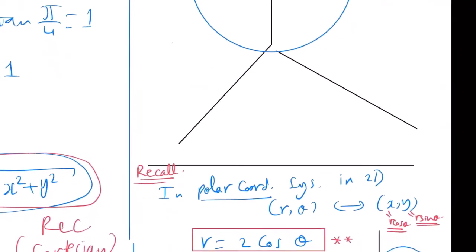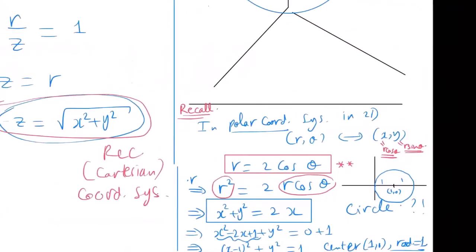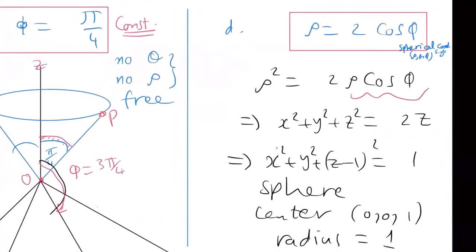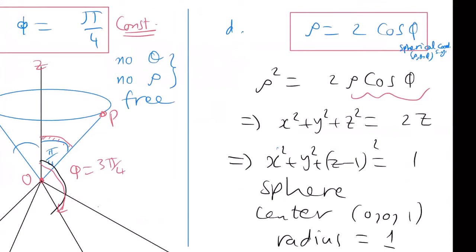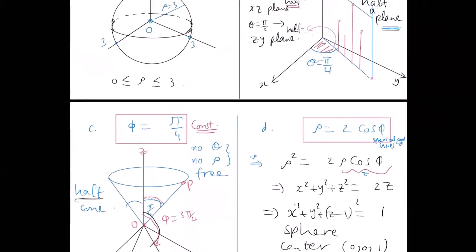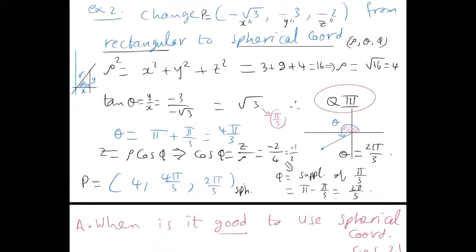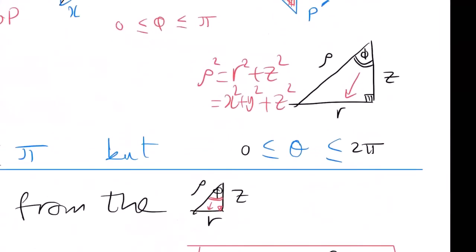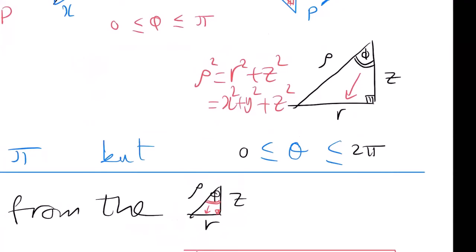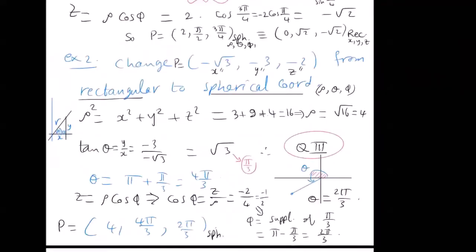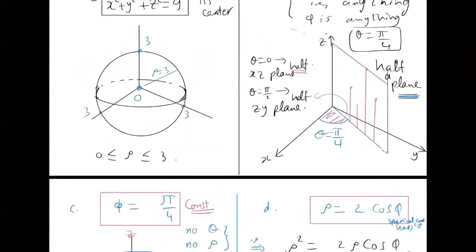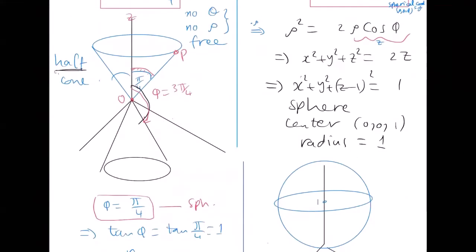In polar, this was a circle. In spherical coordinate system, this will be a sphere. How to do it? The same way. Multiply by rho to get rho square, and multiply by rho here to get rho cosine phi. Rho cosine phi is z. Is it okay with you? Yes. Z equals rho cosine phi. So rho cosine phi will be changed with z, and rho square is x square plus y square plus z square.